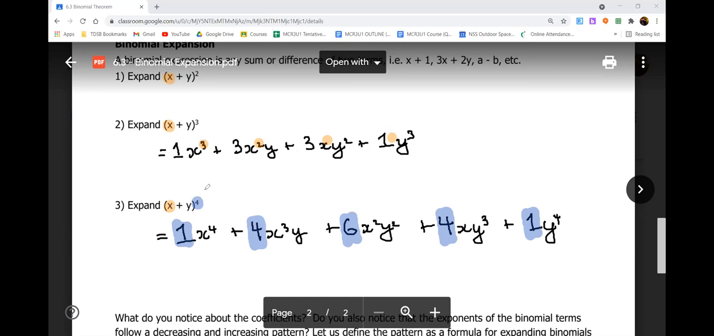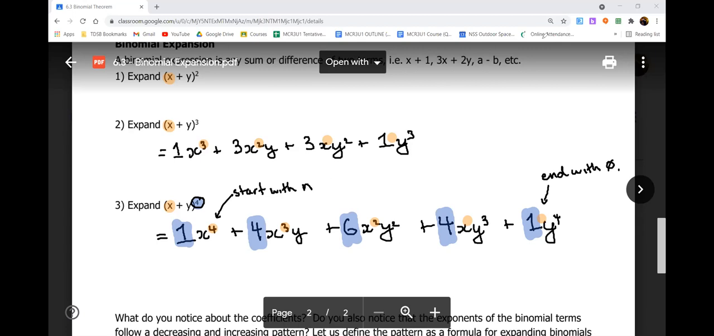Take a look at this one. This is to the power of 4, right? So x starts with the power of 4, and then it's 3, and then it's 2, and then it's 1, and then it's 0. What's the pattern? You see it? Not even n minus one, just subtracting by one every time. So it starts with a 4, 3, 2, 1 until it disappears.